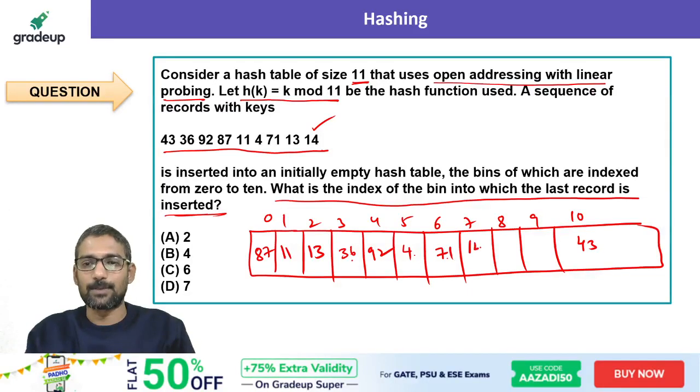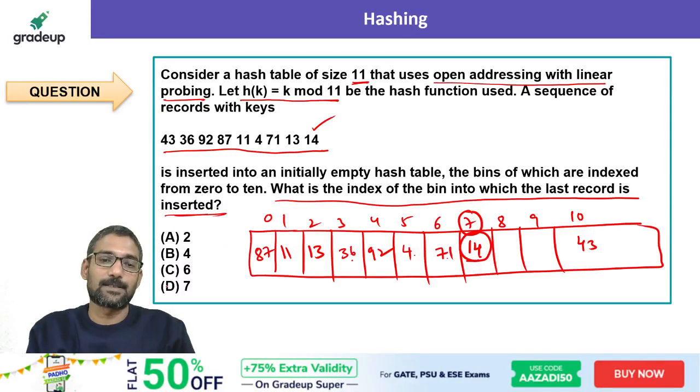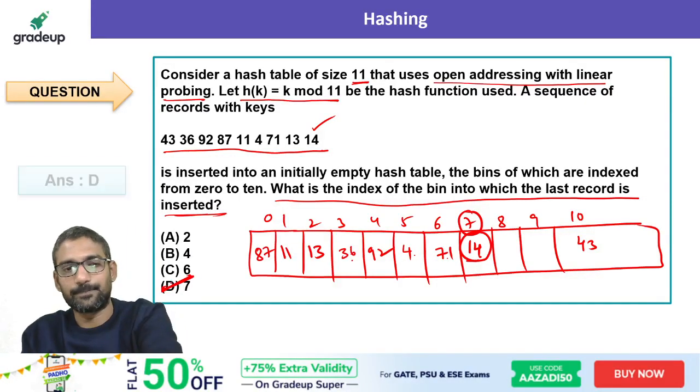So where are you placing the last record, in which index? Index 7, option D.